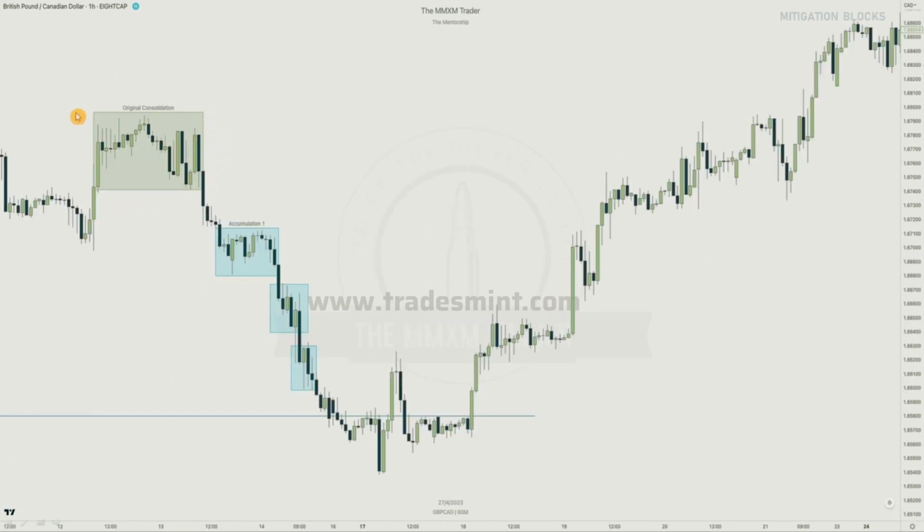So with the start of a market maker buy model, we need an original consolidation, right? Over here, we've got that original consolidation. Accumulation phases down here until we reach that higher time frame key level. Smart money reversal down here. And now we're going to use those bearish order blocks on the buy side of the curve, right? To mitigate those positions. So we have mitigation blocks for the buy side of the curve.